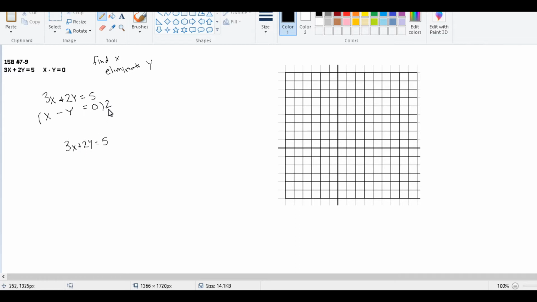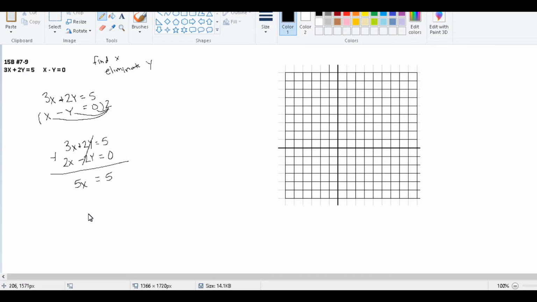And then if I multiply everything in this equation by 2, remember it goes to the x, it needs to go to the y, and it needs to go to the 0. So 2x, and this was a minus y, so now it's a minus 2y, and 0 times 2 is 0. Now when I add them up, my positive 2y minus 2y will cancel out, and it will be eliminated. 3x plus 2x is a 5x, and 5 plus 0 is 5.